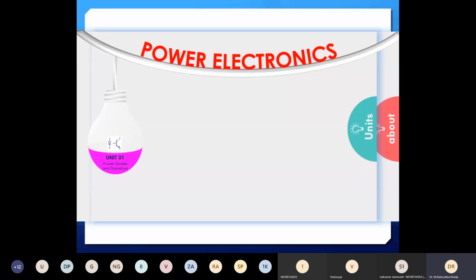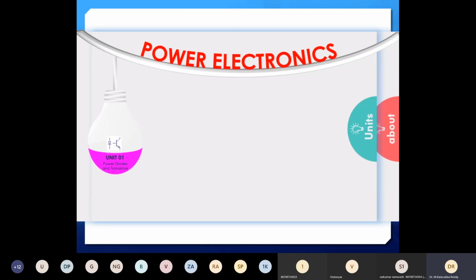First unit deals with power diodes and transistors. I think you may know diodes, basic diodes, but in power electronics we will use power diodes. There is a difference between a conventional diode and a power diode. So all these things will come across in unit 1, as well as the power transistors. All these devices we will see as power devices instead of conventional devices, because our ratings, operation and application ratings are all high. That's why we are using them as power devices.